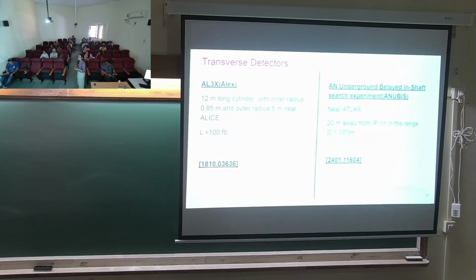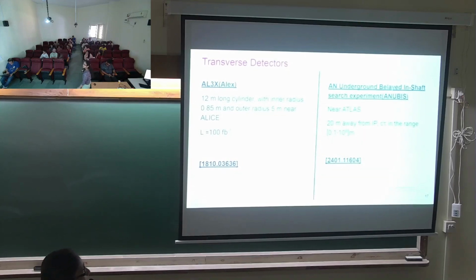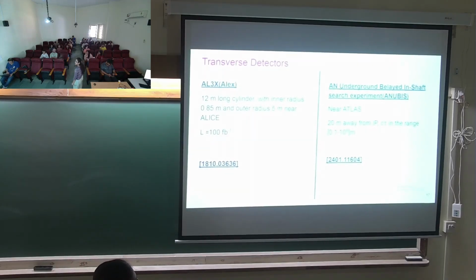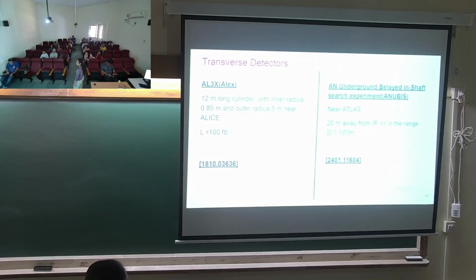Now for ATLAS, there is ANUBIS. It's 20 meters away from the IP, and it will cover this mass range.